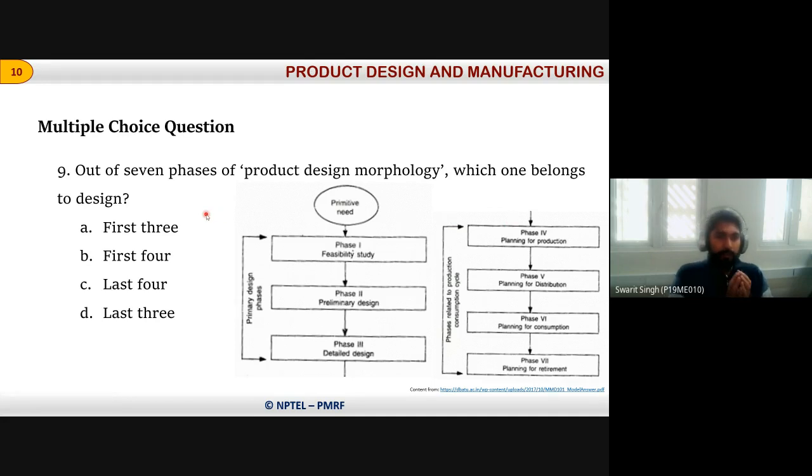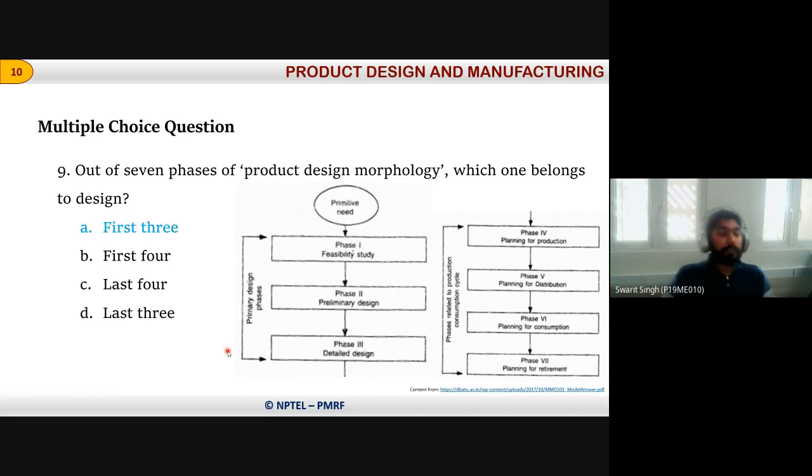So I hope this product design morphology is now clear to everyone. Is there any confusion in that? If there is any confusion, please ask at this moment of time. Okay. So no one has any confusion.